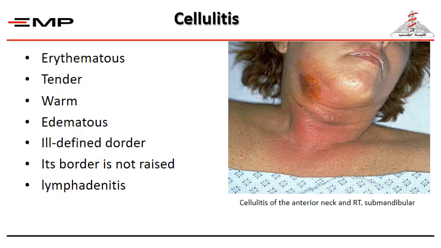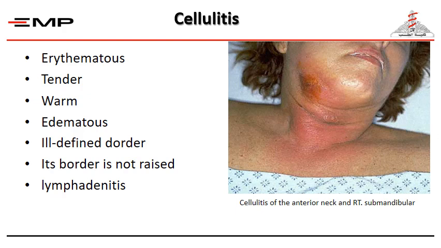The clinical presentation of cellulitis includes local inflammation, redness, tenderness, warmth, erythema, and induration. Bacteremia is uncommon in healthy hosts. The borders are not well defined, and they are not raised as well. There may be lymphadenitis.